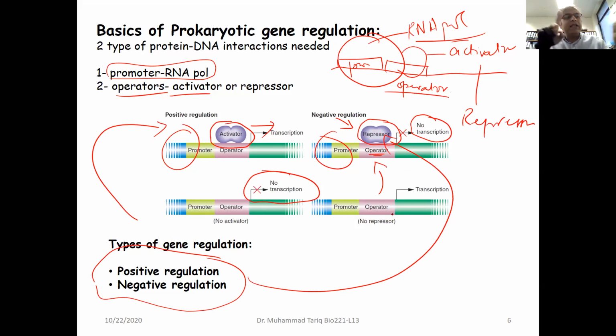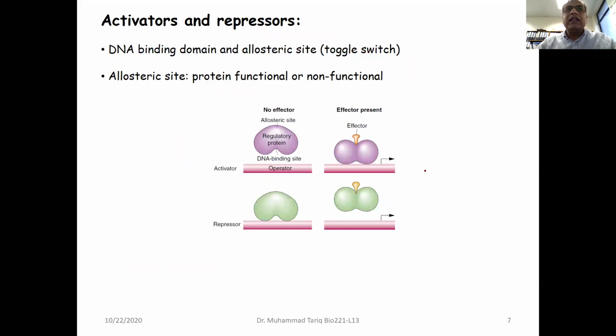So here in this case, this is positive regulation, and here in this case, it's negative regulation. Is it clear so far? So I have a question. Sir, do the activators and repressors have specific sites for the ligands, or can any kind of molecule come and attach to them and lead to some conformation? Very good question. So that's the next slide.